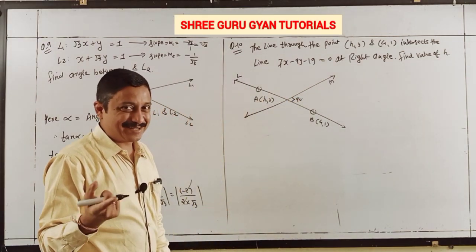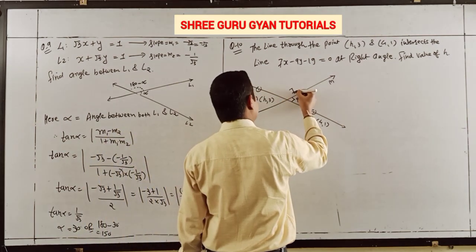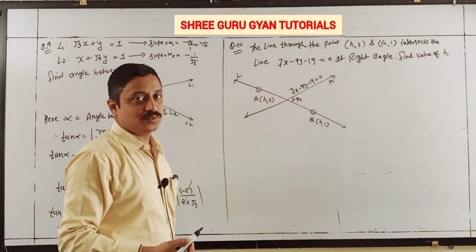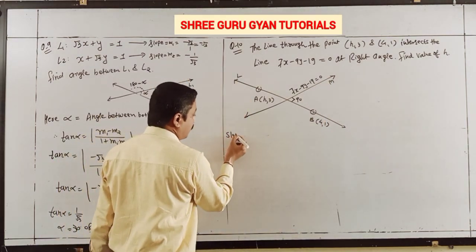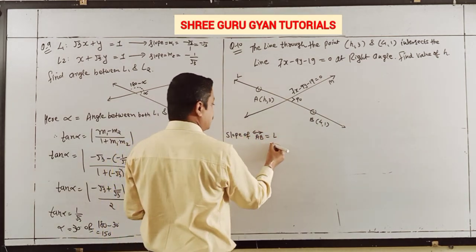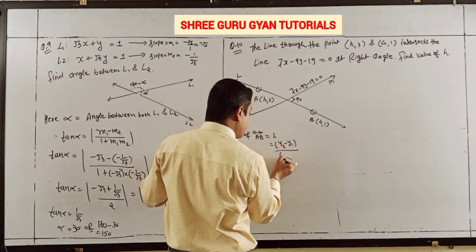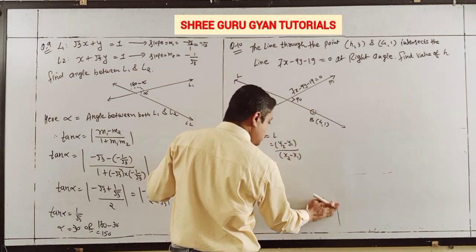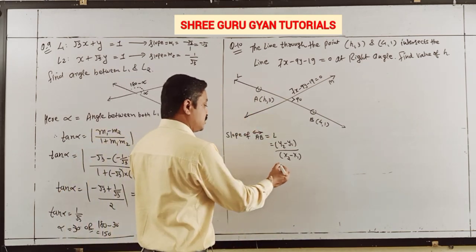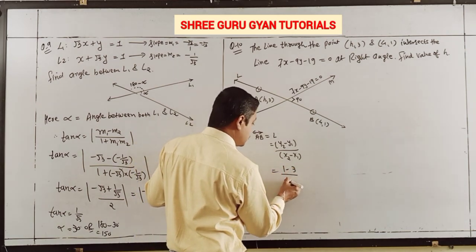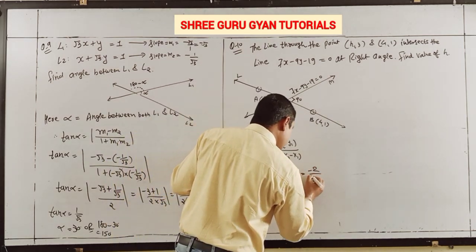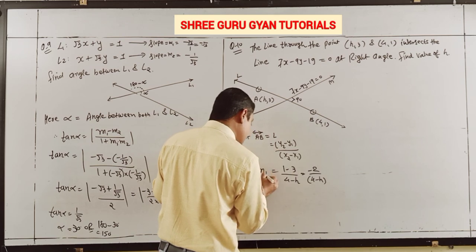It means both slopes multiply to minus 1, and for the M line I have 7x minus 9y minus 19 equal to 0. So first I define the slope of line AB, the L line: y2 minus y1 by x2 minus x1. At h, y2 minus y1 by x2 minus x1 is 1 minus 3 by 4 minus h, which gives minus 2 by 4 minus h. That's the slope m1.